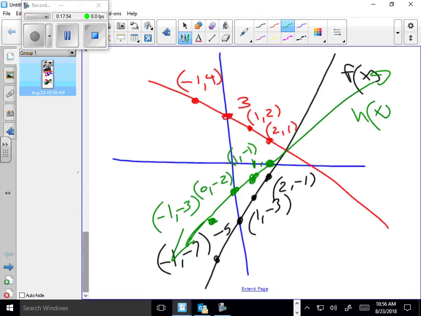Method number 3. They multiply. Here, though, Gesundheit, 2x minus 5 times 3 minus x: 6x minus 15 minus 2x squared plus 5x, or negative 2x squared plus 11x minus 15.